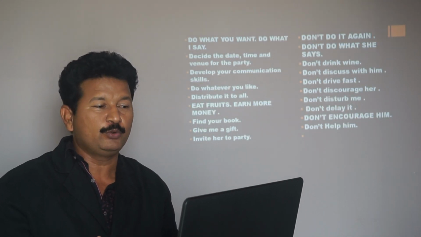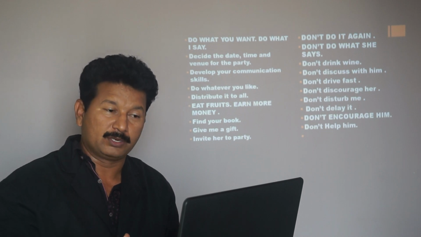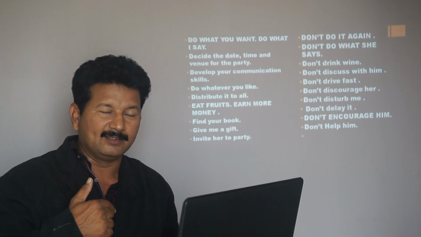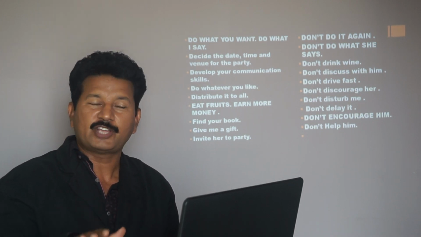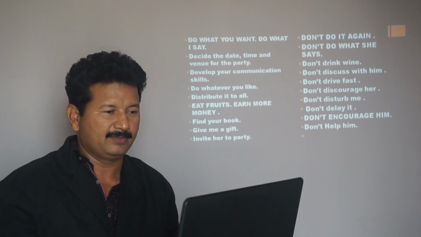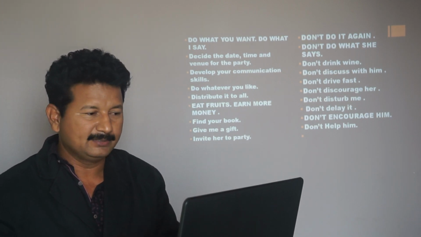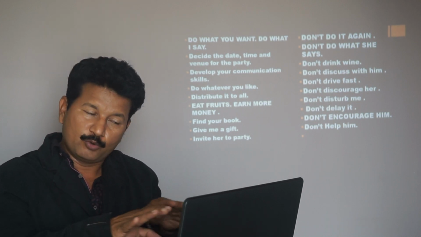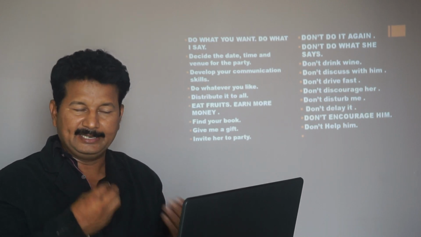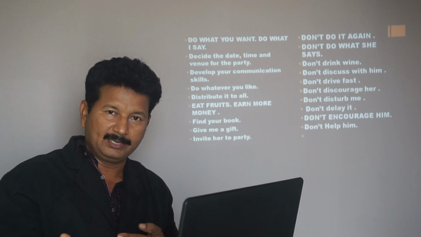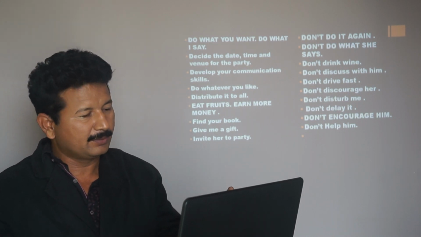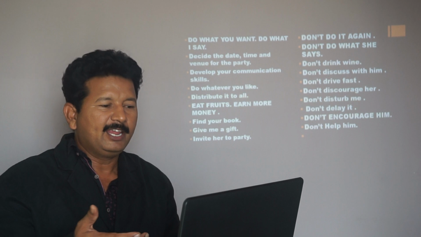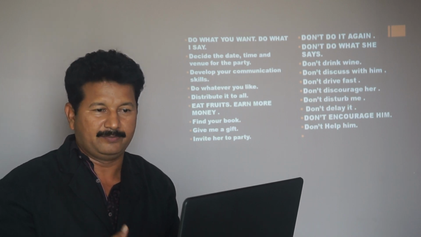And again with D, you can say do what you want. Do what I say. Decide the date, time and venue for the party. Develop your communication skills. Do whatever you like. Distribute it to all your friends. Eat fruits. Earn more money. Find your book. Give me a gift. Invite her to the party.